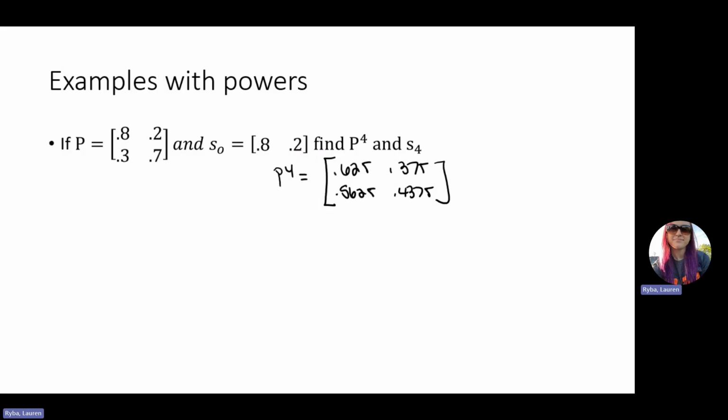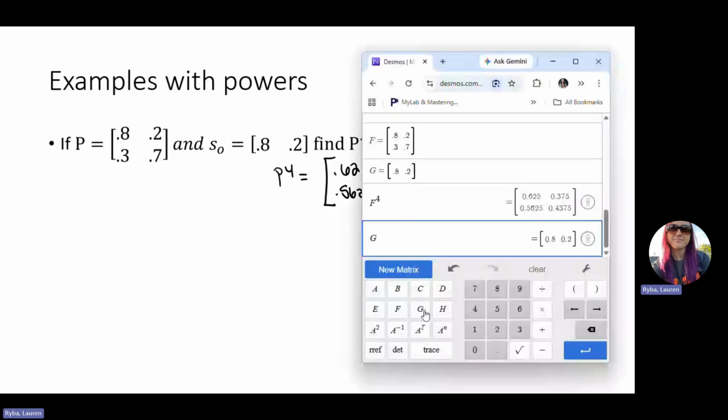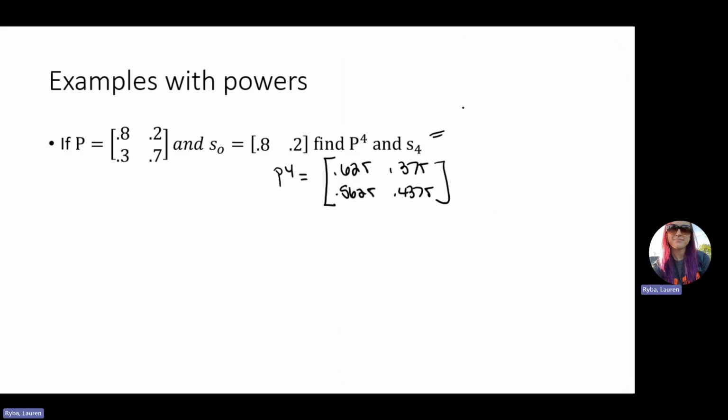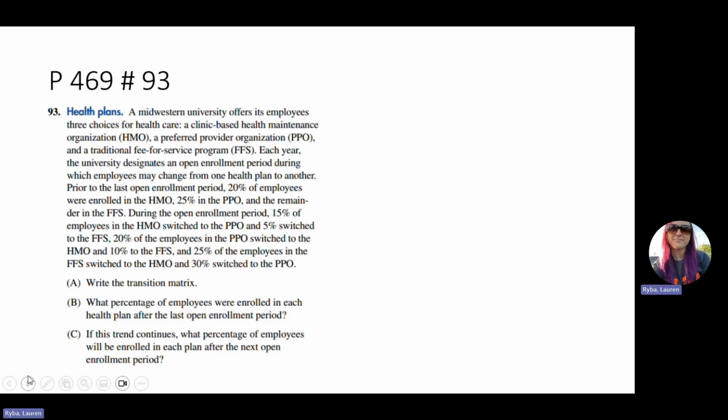That's how you know it's right. Okay, if we want to find state 4, I'm going to take initial state times transition to the 4th power. So I started with 80% in state 1, or sorry, in outcome 1, and 20% in outcome 2. I'm now at 61.25% in outcome 1 and 38.75% in outcome 2. So S4, 0.6125 and 0.3875. All right, next one.